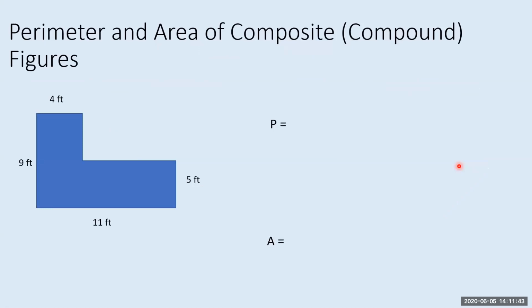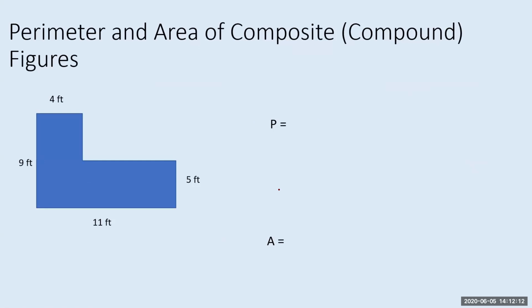So I usually say compound figures. You might see it written as composite figures. It means the same thing. Compound or composite just means something made up of simpler shapes. All right, so we've got this compound figure on the screen here. And we're going to calculate the perimeter and the area of this shape. So we're going to start with perimeter first.